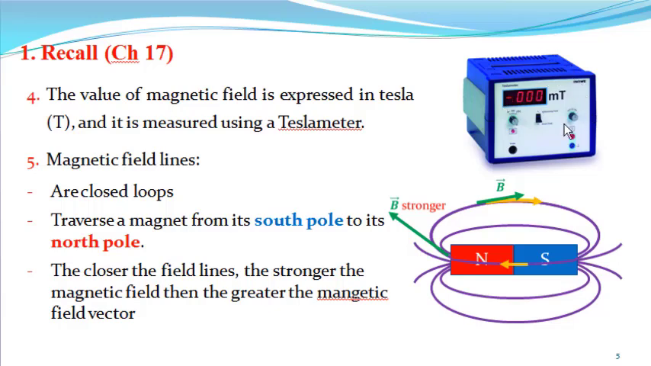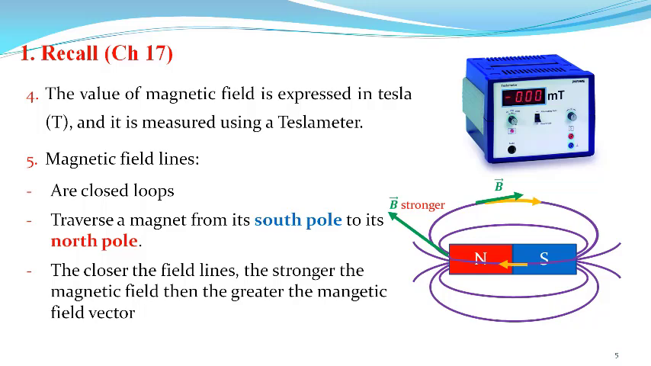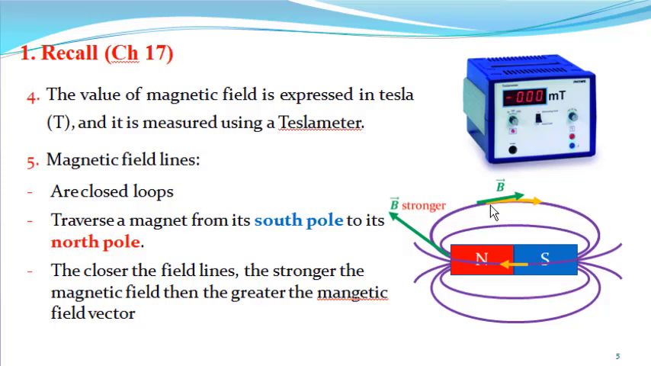It's important to know that the magnetic field lines are closed loops. They traverse a magnet from its south pole to its north pole. As you notice in this figure, the magnetic vector B is tangent to the loops of the magnetic field. The closer the field lines, the stronger the magnetic field, and the greater the magnetic field vector B.